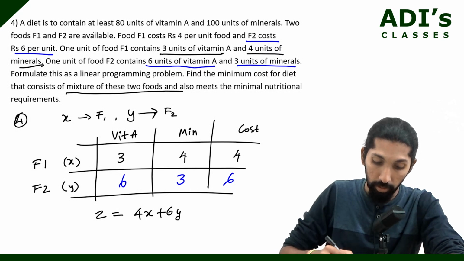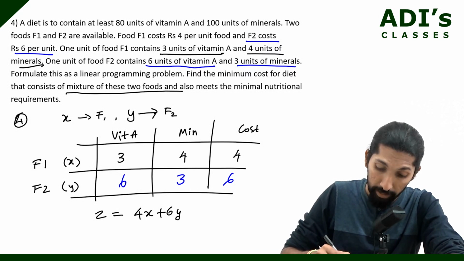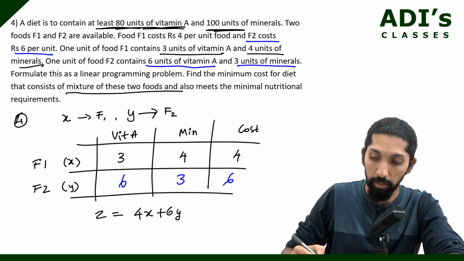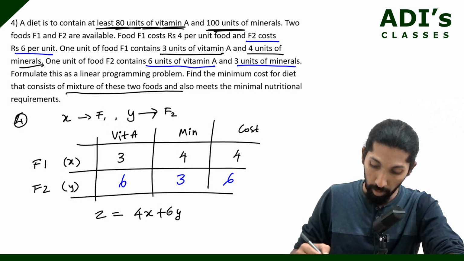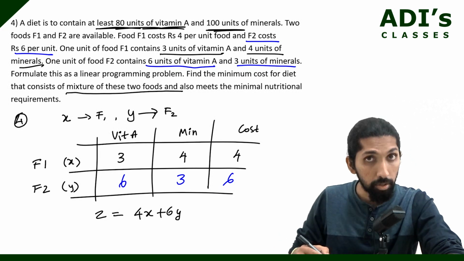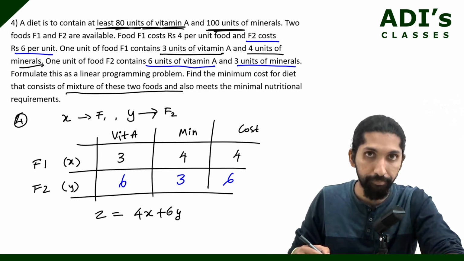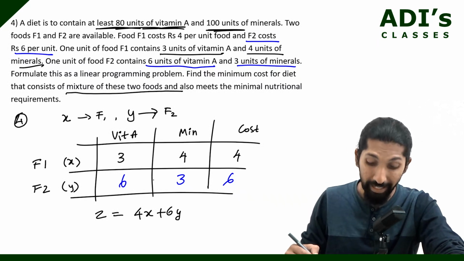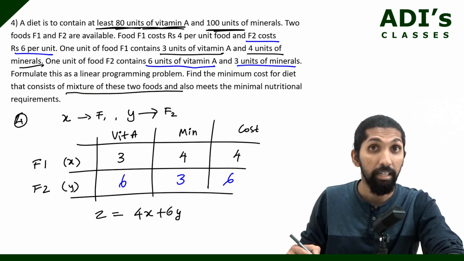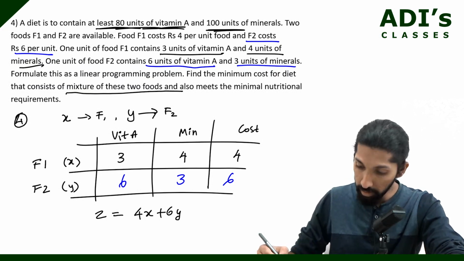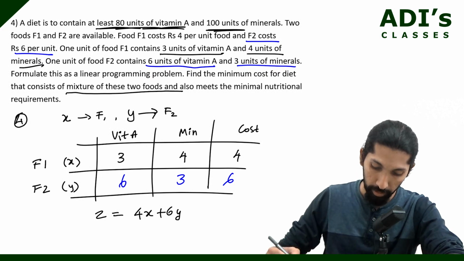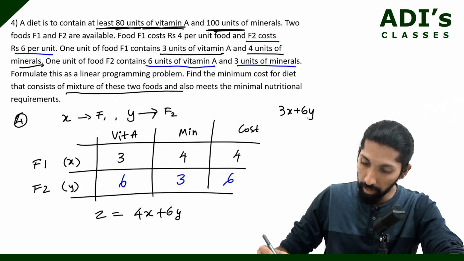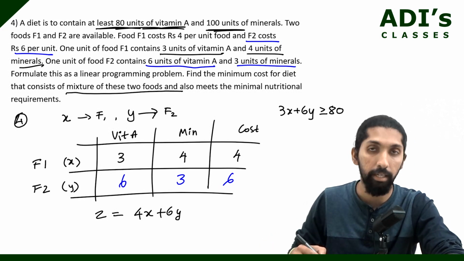See, the diet is to contain at least 80 units of vitamin A and 100 units of mineral, correct? So if I try to write the constraints, we have to be a little more careful. Okay, the first one, vitamin A, it should be at least 80, correct? That means the first part is going to be nothing but 3x plus 6y is greater than or equal to 80.